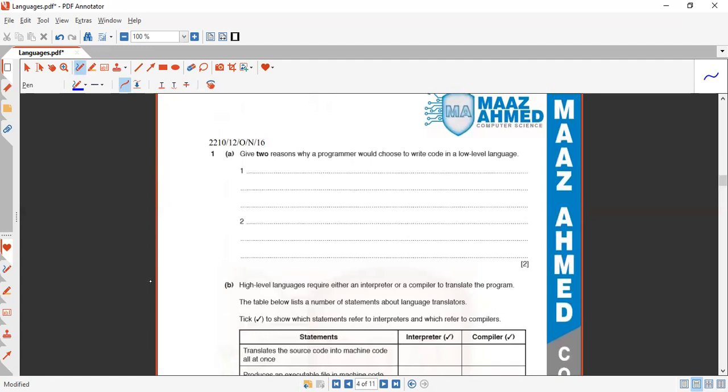Okay, now give two reasons why a programmer would choose to write a code in a low level language. Okay, now writing a code in a low level language. It takes a shorter time to execute. Very good. Faster execution. And apart from that, yes, any idea? No translator would be required. Translators won't be required. Very good.